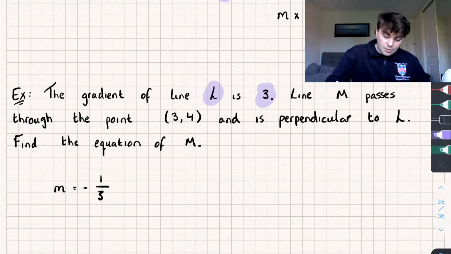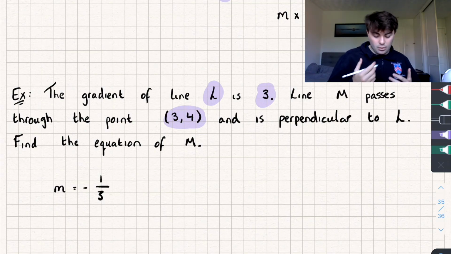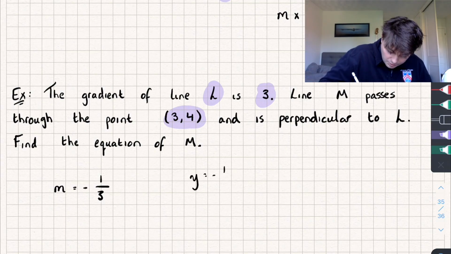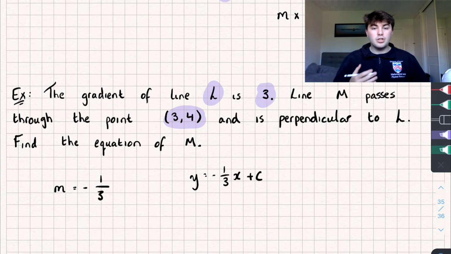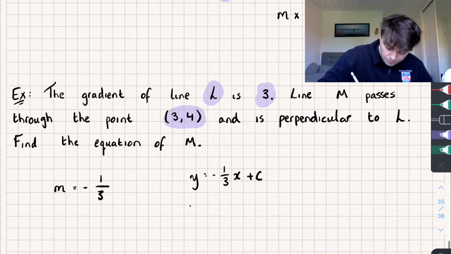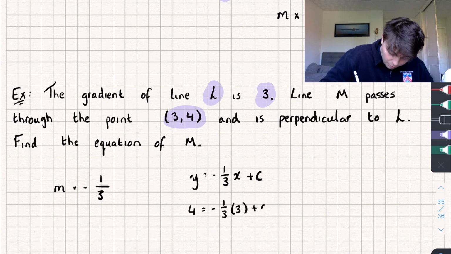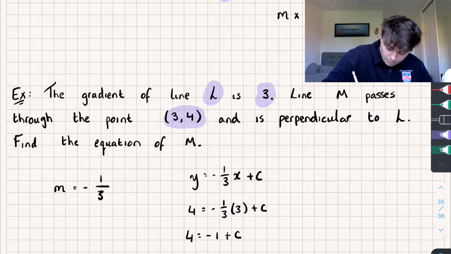And we know again that line M passes through the point (3, 4). So let's substitute what we know into the equation of a straight line. So we get y equals negative 1/3 x plus c. And then let's substitute the values of x and y into the equation. And we get that 4 is going to be equal to negative 1/3 multiplied by 3 plus c. So we get 4 is equal to negative 1 plus c. And so c is going to be equal to 5.